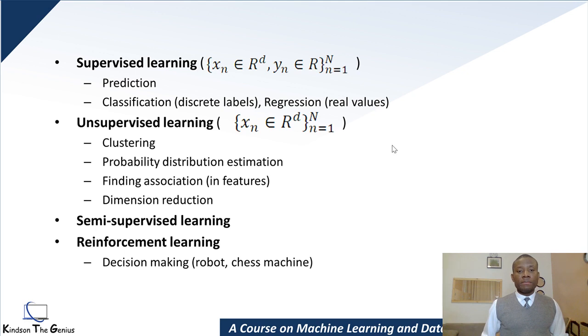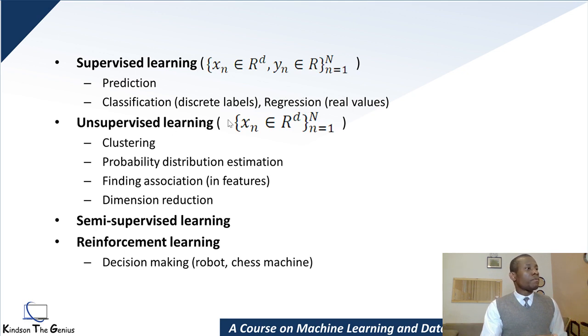So these are the notations used to represent supervised and unsupervised learning. In this case, we have xn, which is a d-dimensional real number, and we have yn, which is also a real number, right? So this is the case of supervised learning. We have prediction, classification, and regression.